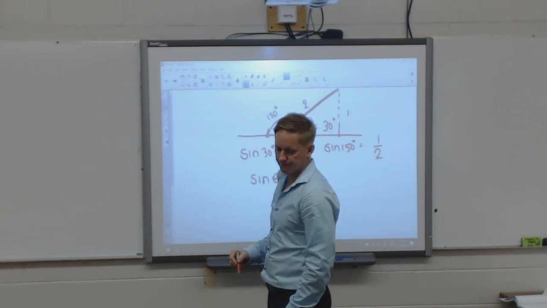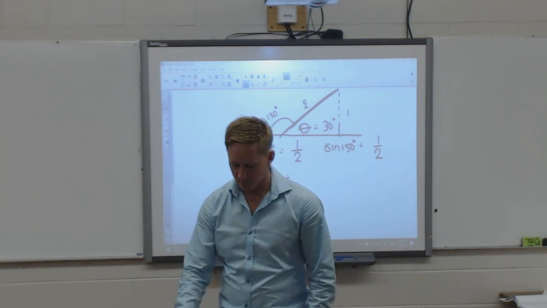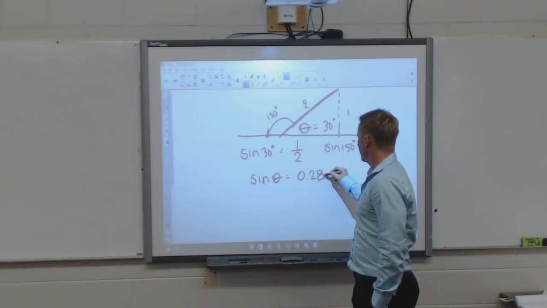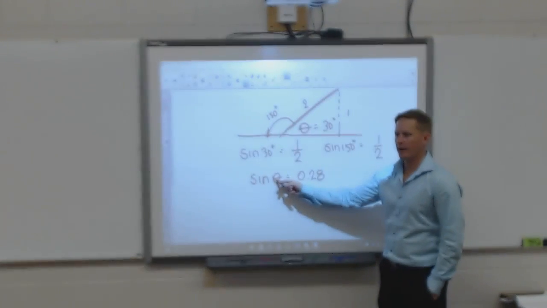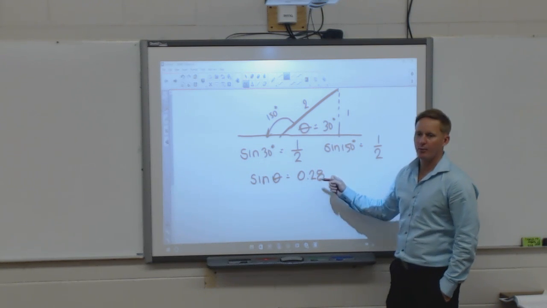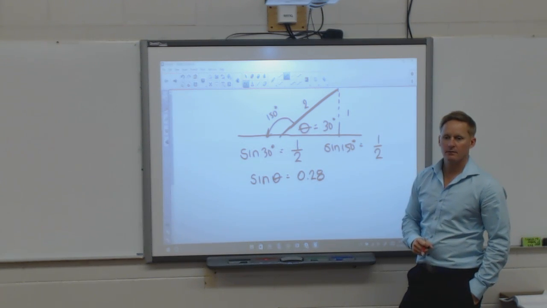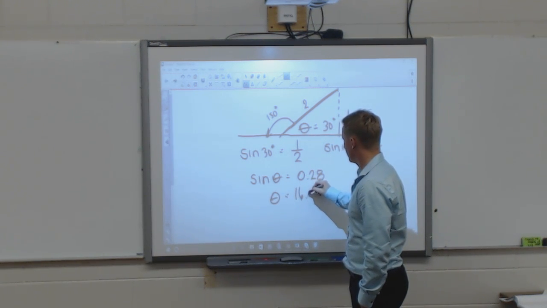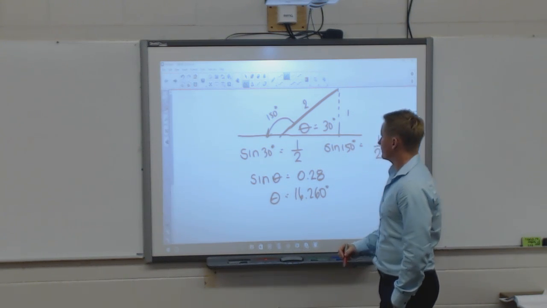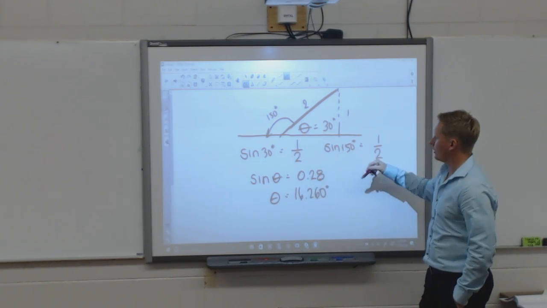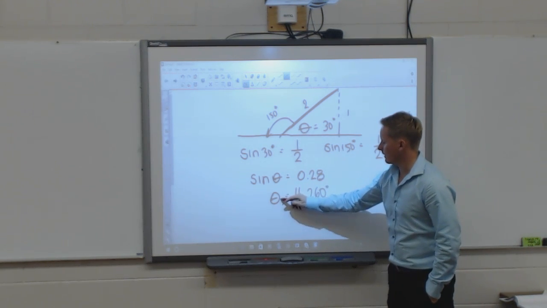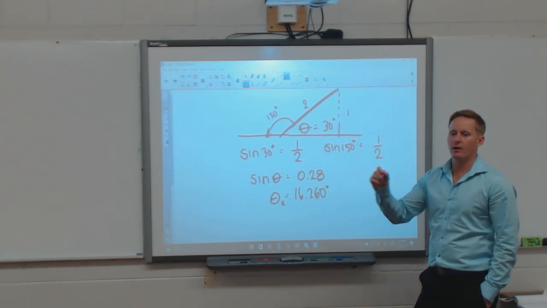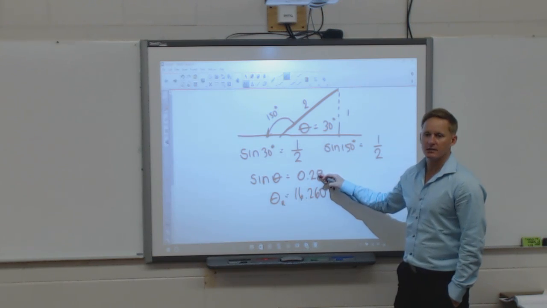So what happens if I have a sine ratio like this? Sine theta is equal to 0.28. For what angle will I get a ratio of 0.28? Go ahead. What is it? 16.260 degrees. So that's the positive angle, what we would call the reference angle, but we don't need to worry about that just yet. We're going to get to that a little bit later on. But what is the other angle between 0 and 180 that is also going to give me the sine of 0.28?